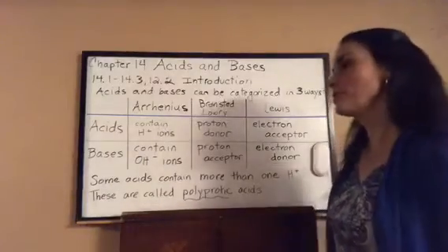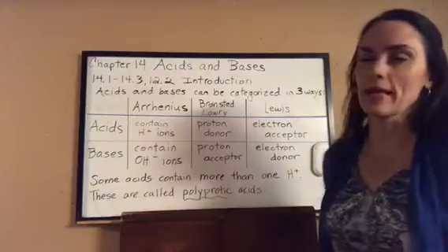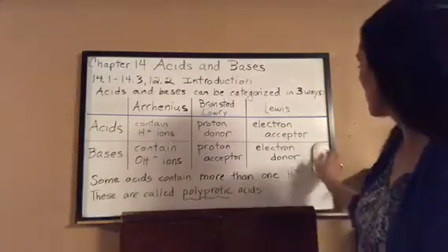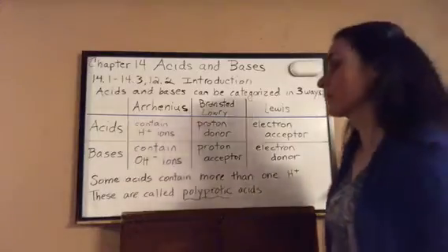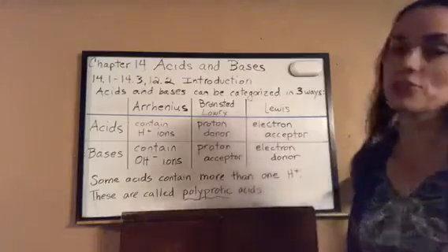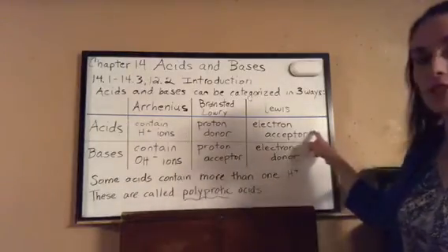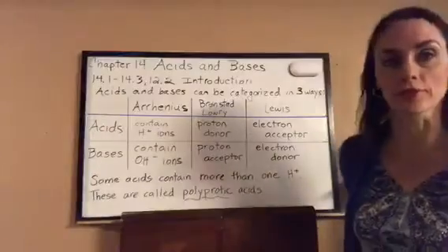We won't get to it in this class, but when we get to organic chemistry and we need to define acids and bases, the Lewis definition is the one that covers most substances. The Lewis definition of an acid is that it is an electron acceptor, and the Lewis definition of a base is that it's an electron donor.